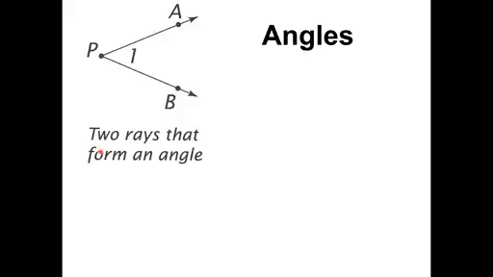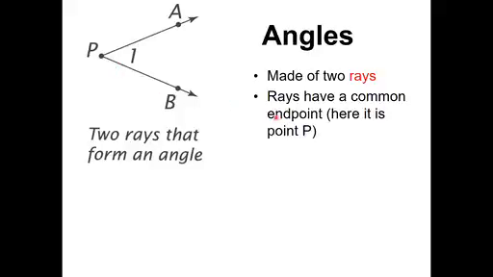Challenge yourself here. What are the 2 rays that form this angle? Hopefully you named them correctly. Ray PA and ray PB. And by naming them that way, you may have noticed that they both have the letter P in it, and that's important. Rays have a common endpoint, in this case P.